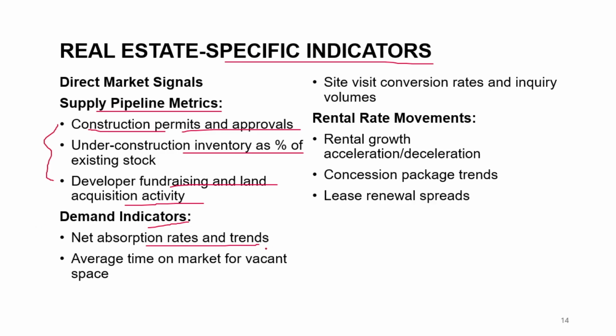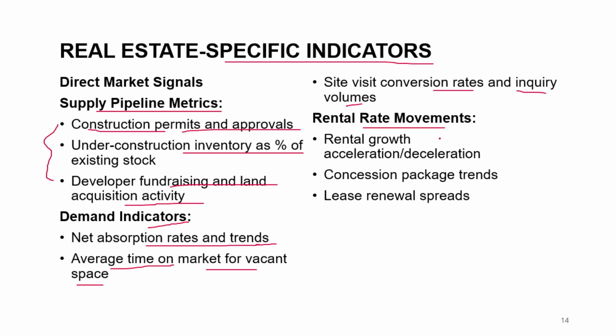So, net absorption rates and trends will tell you the direction of the market. And then average time on market for vacant spaces. So, how long it is taking for vacancy to change into occupancy. That kind of thing will also be an indicator. Then site visit conversion rates and inquiry volumes. So, people who are visiting the site and then deciding to buy. If the conversion rate is going up, it is a good indication. So, these kinds of numbers and indicators can be looked at to see whether the cycle is changing direction or not.